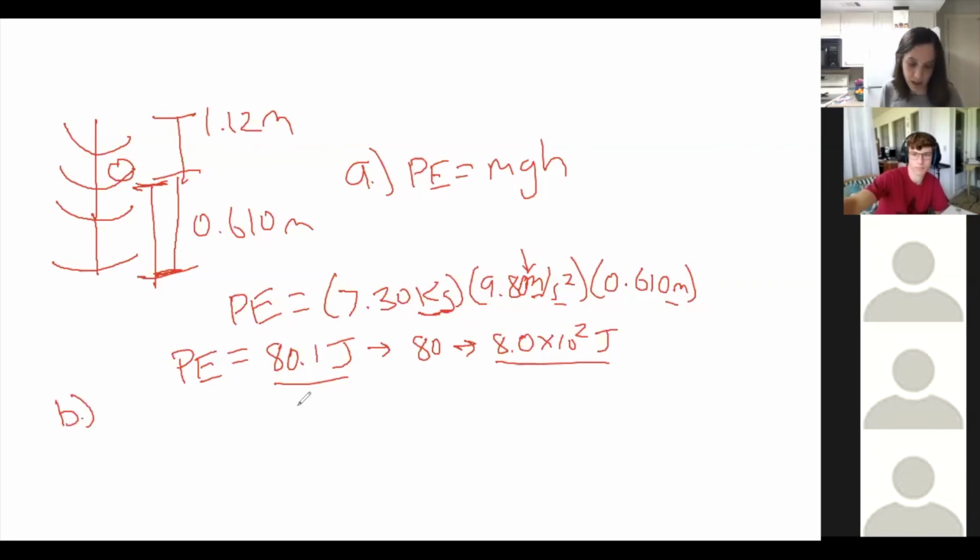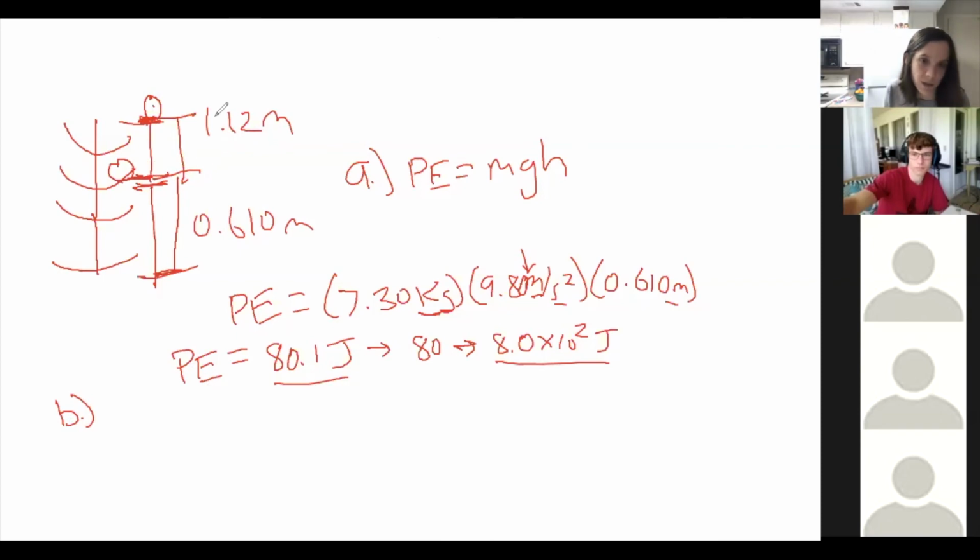Okay, for B, it's asking, when the bowling ball is at your shoulder, what is its potential energy relative to the storage rack? So in that case, what they're asking for is energy. So the ball is up here, and they're asking for energy from this part to the storage rack. So we need to know the change in height from the shoulder to the storage rack. So all we care about is this right here. That's what we have to use as height.